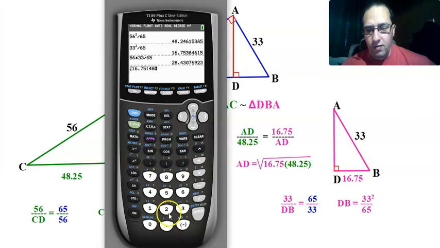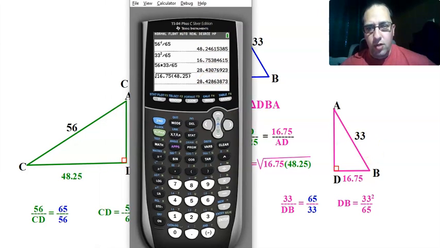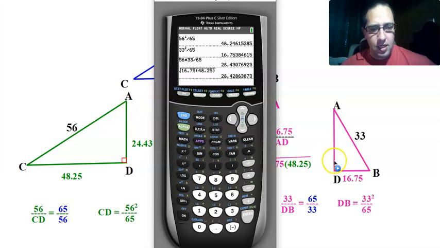There we go, 25. So 0.25, and we get something that's very, very close, but not quite. Why don't these match up? It should be the same thing. It's AD, it's the same segment. Why does it not match up? Here's why. The 48.25 and the 16.75, those weren't the exact answers, were they? No, the answers were right here, great big long numbers. We rounded, and because we rounded, the numbers are slightly off.